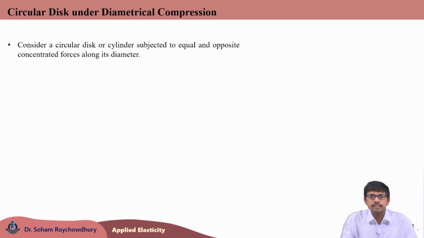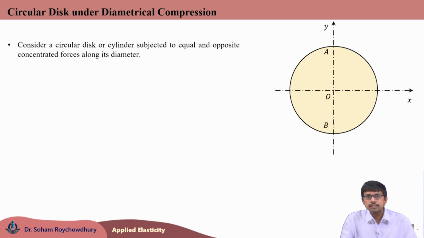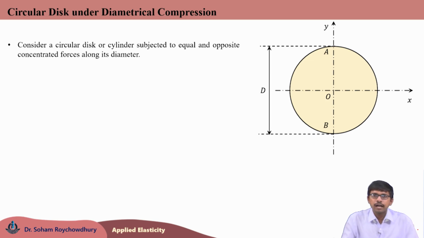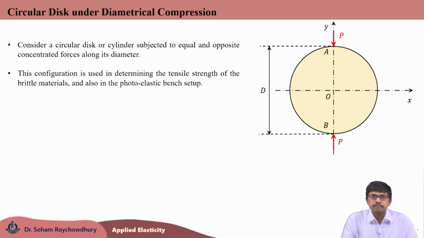First, let us consider this circular disc or circular cylinder which is subjected to the compressive loading P along the y axis. The diameter of the disc is taken to be capital D, O is the center. Now, along the vertical axis or y axis, the disc is subjected to equal and opposite amounts of compressive loading P.